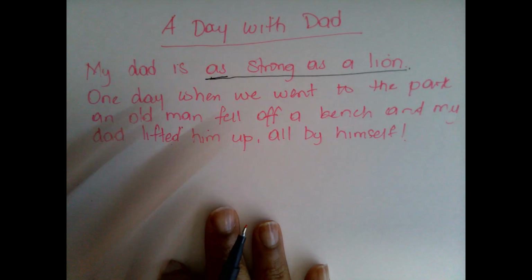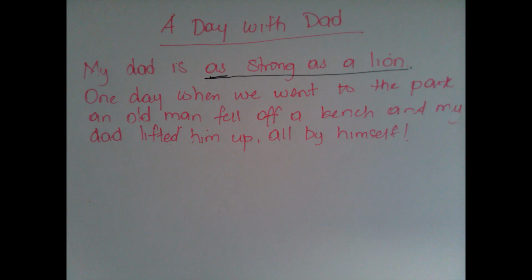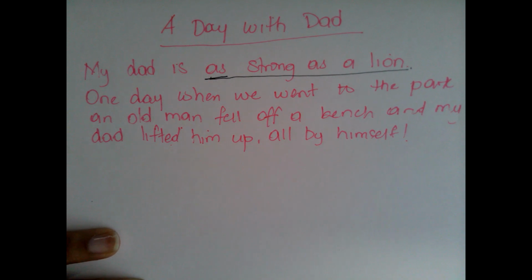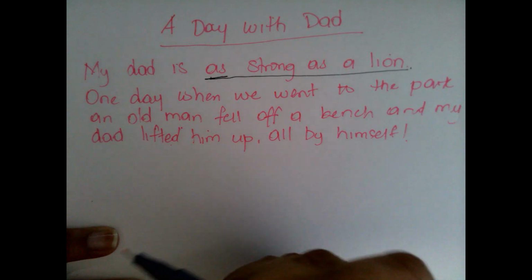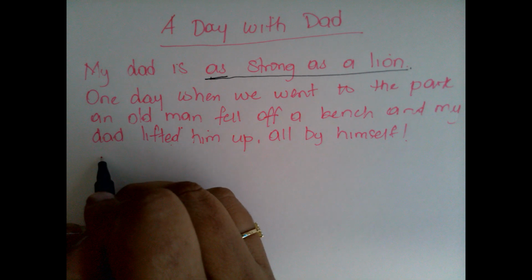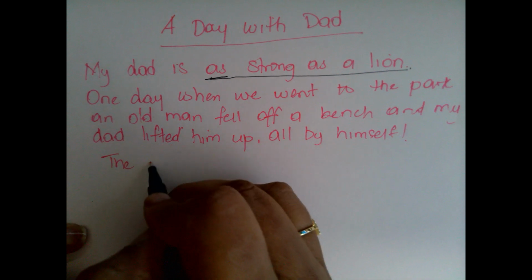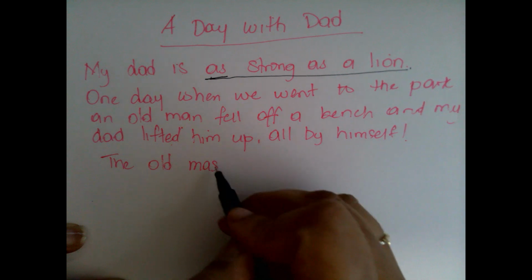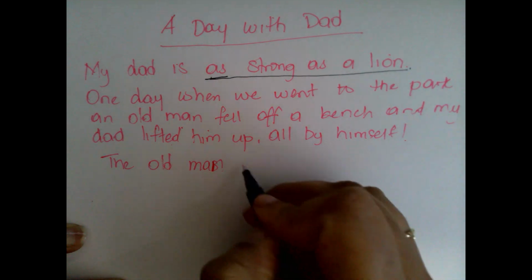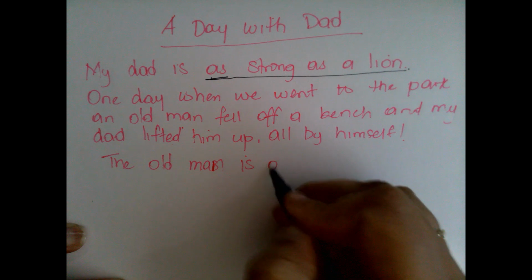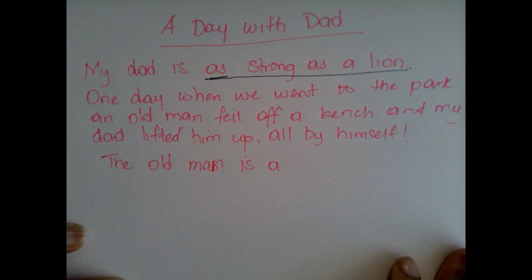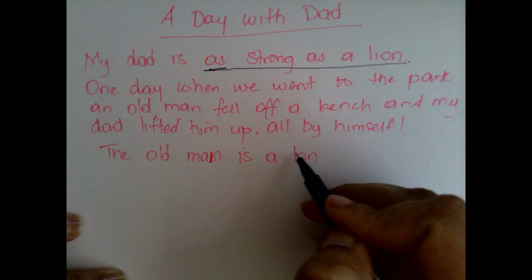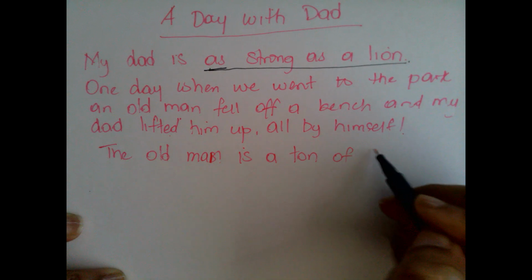So we have a simile already. Let's try to put in a metaphor. All right? How could we say it? And they could come up with all kinds of things, right? But then we will continue. The old man is a ton of bricks.